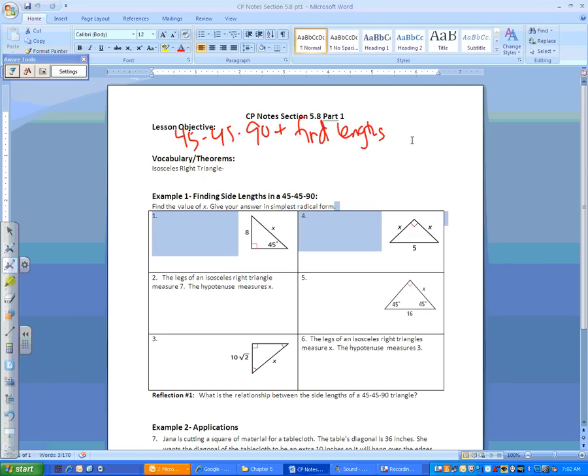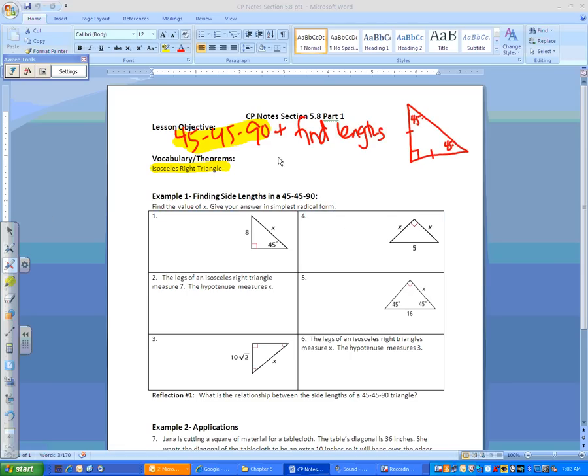So if we remind ourselves what a 45, 45 triangle looks like, one angle is 90 degrees, and if this angle is 45 degrees, this angle has to be 45 degrees because all three angles add up to 180 degrees in a triangle. Now these angles are the same, so that means these side lengths have to be the same, making it an isosceles right triangle. So an isosceles right triangle is the same thing as a 45, 45, 90 triangle. So today we're only talking about isosceles right triangles.